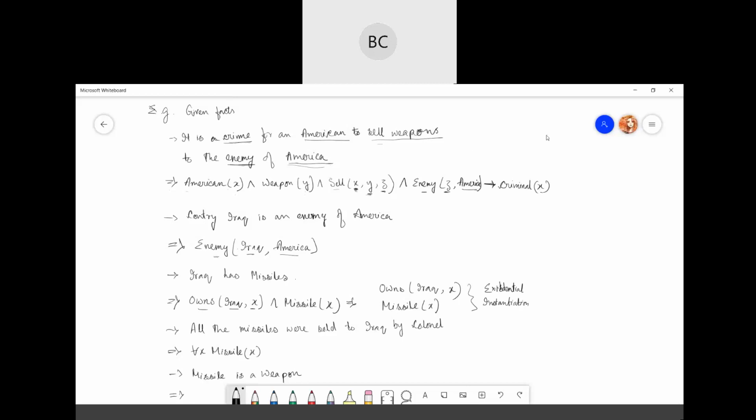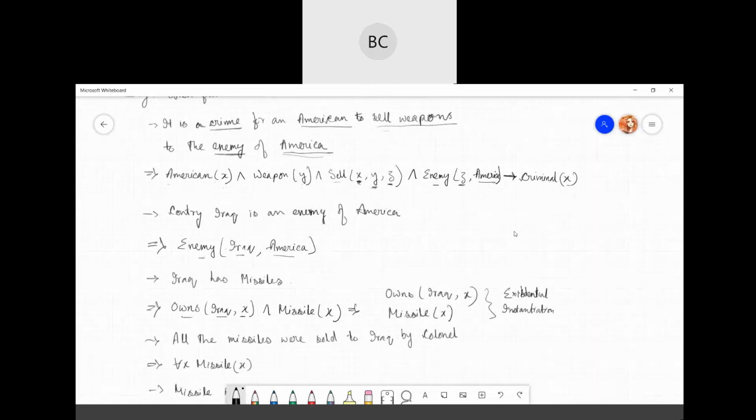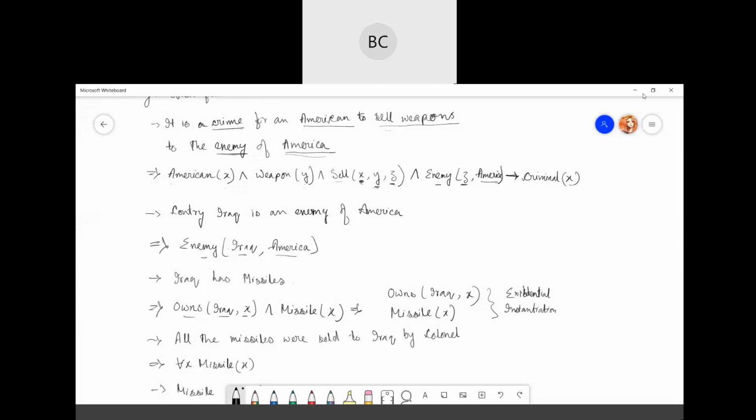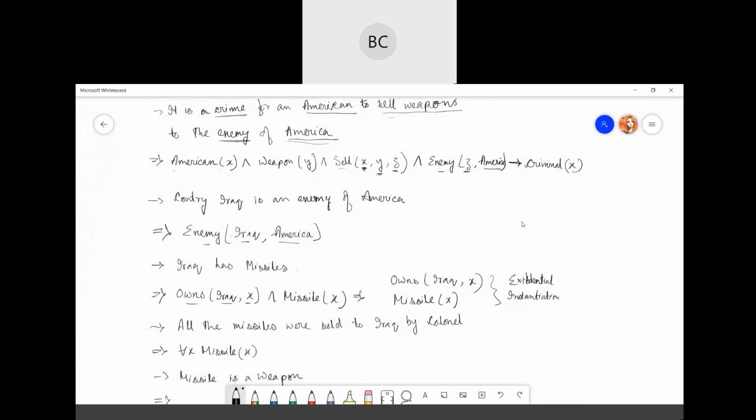So just remember, whatever relationship you use to convert the first line, try to make a similar type of relationship for the other facts as well. So the main line was this. Then in the second fact, we have country Iraq is an enemy of America. So I can just use the same relationship, enemy. Z is the enemy of America, but here we have a name for it. So I just wrote Enemy(Iraq, America).